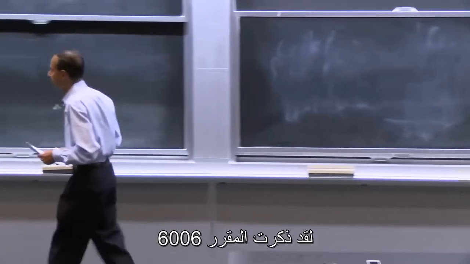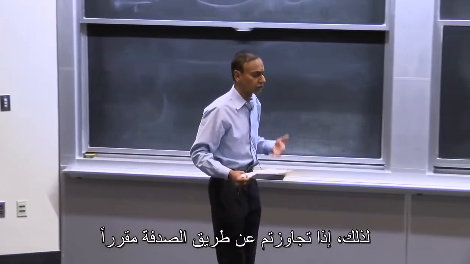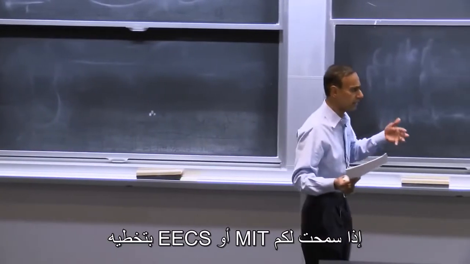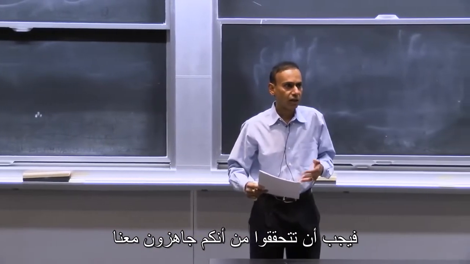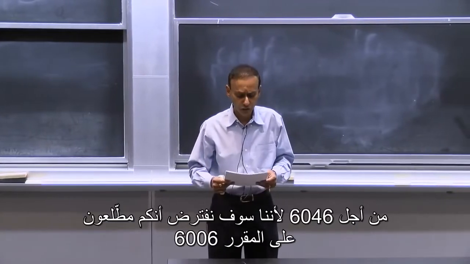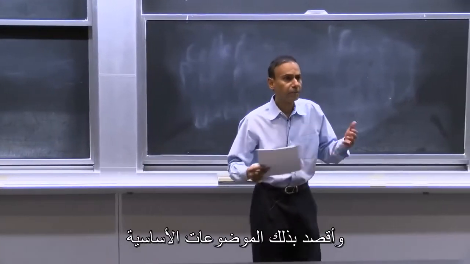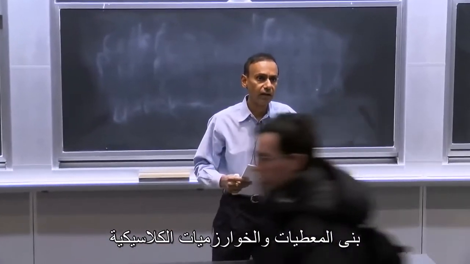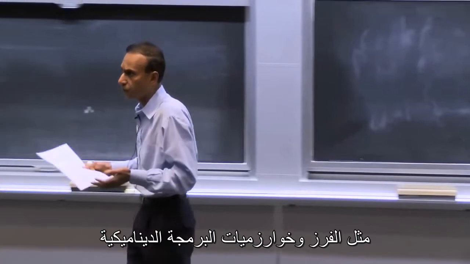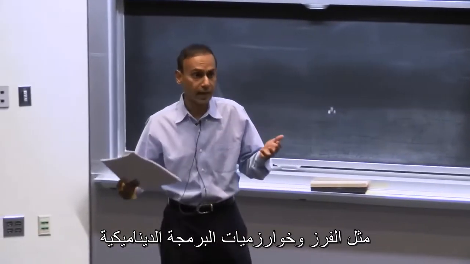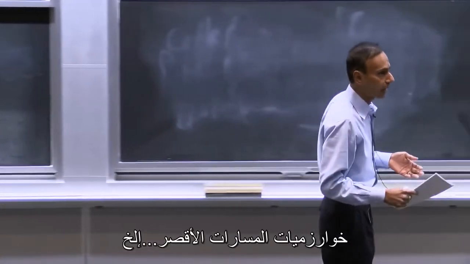I mentioned 6.006. 6.006 is a prerequisite for this class. So if by chance you've skipped the class, if MIT or EECS has allowed you to skip that, make sure you check in with us to see that you are ready for 6.046, because we will assume that you know the 6.006 material. And by that I mean basic material on data structures, classical algorithms like sorting, algorithms that use dynamic programming, I should say, algorithms for shortest paths, etc.